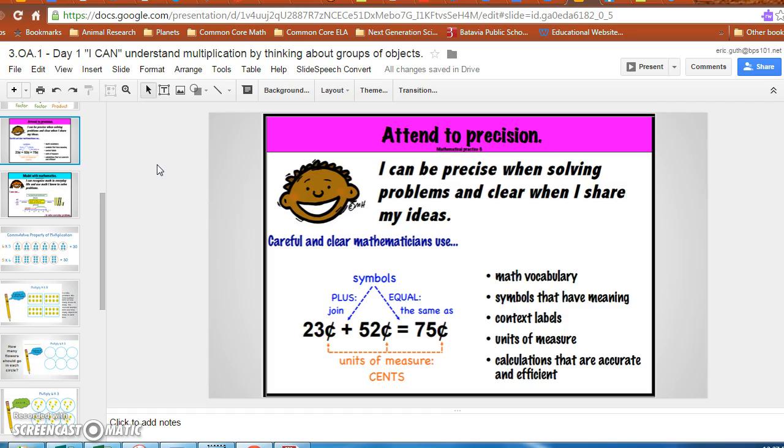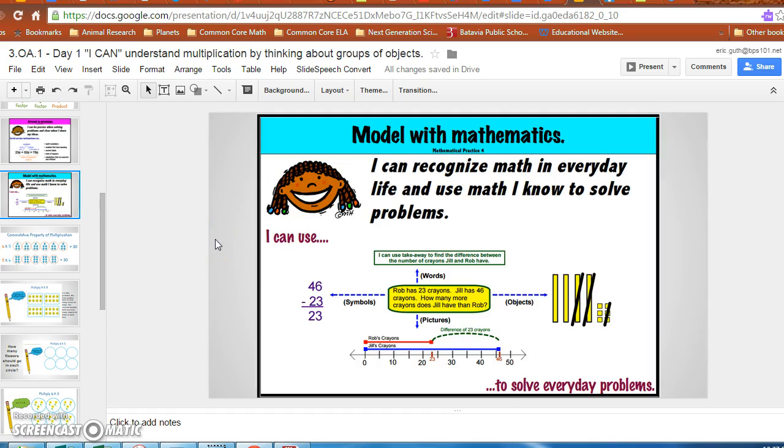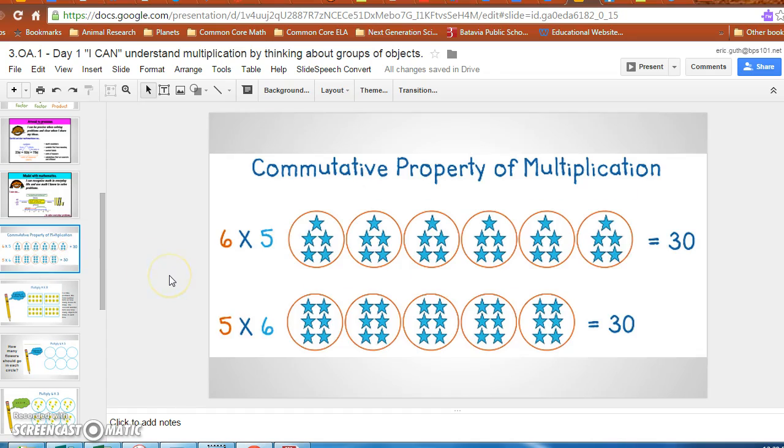So in this case it's attend to precision, so that they're drawing accurate pictures so that they don't have too many or too little in their problem and therefore getting the wrong answer. So attend to precision is important. And also we're going to be using math manipulatives, so we are going to be modeling with math. So those are the two math practices I am focusing on during this lesson.